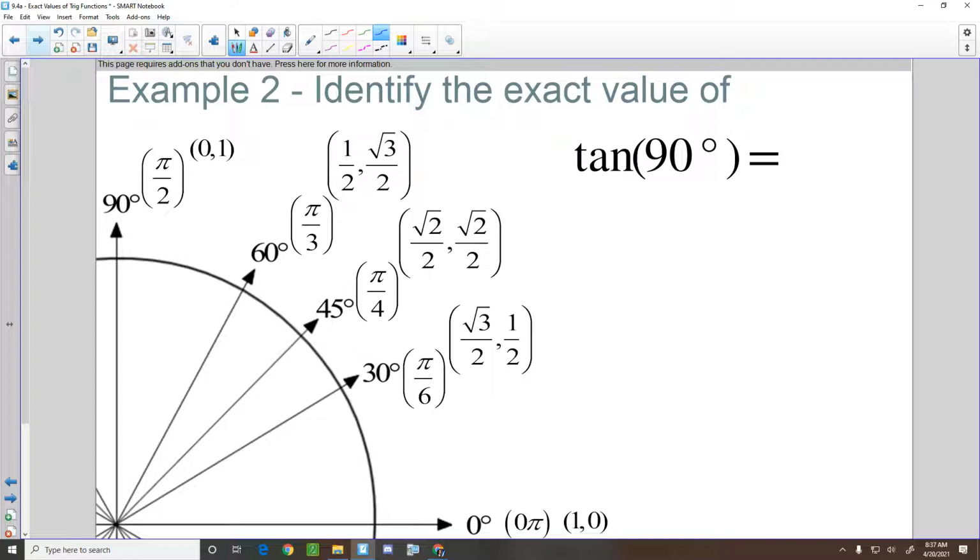All right, 90 degrees. The coordinate at 90 is (0, 1). Tangent, we've also already established, is the y coordinate divided by the x coordinate. Well, the y coordinate at 90 is 1. The x coordinate at 90 is 0. So we get the fraction 1 divided by 0. Are we allowed to divide by 0, though? We're not, so what should we write instead? Since we can't divide by 0, the tangent of 90 degrees is undefined.